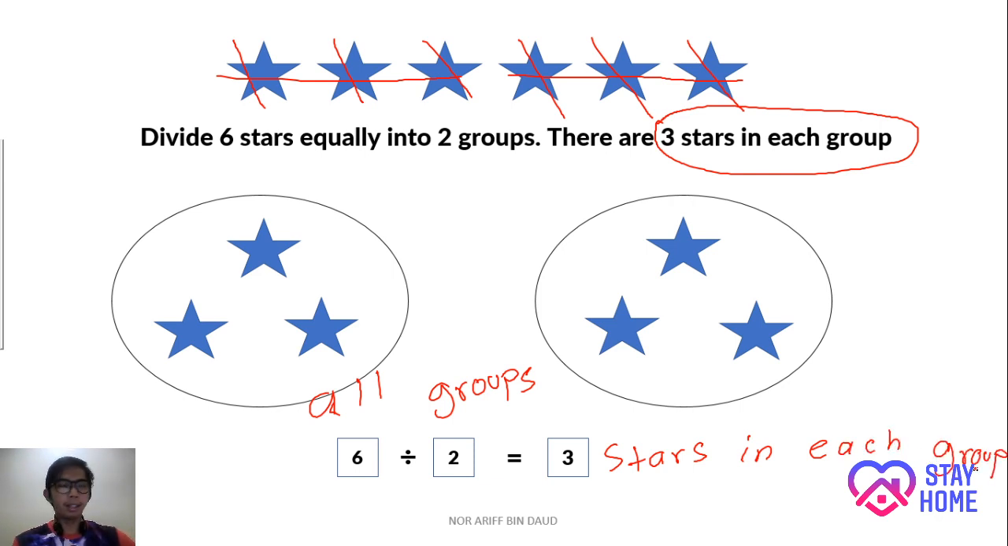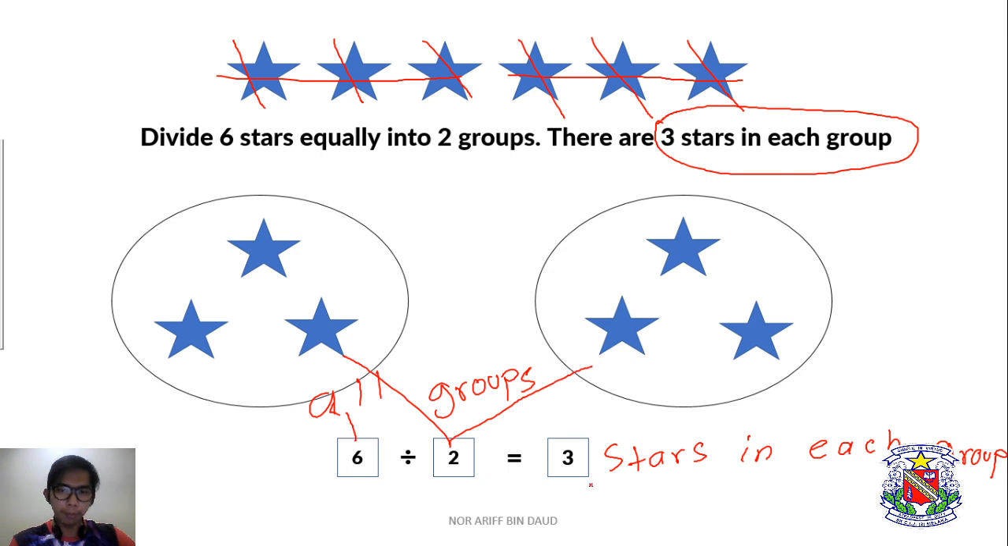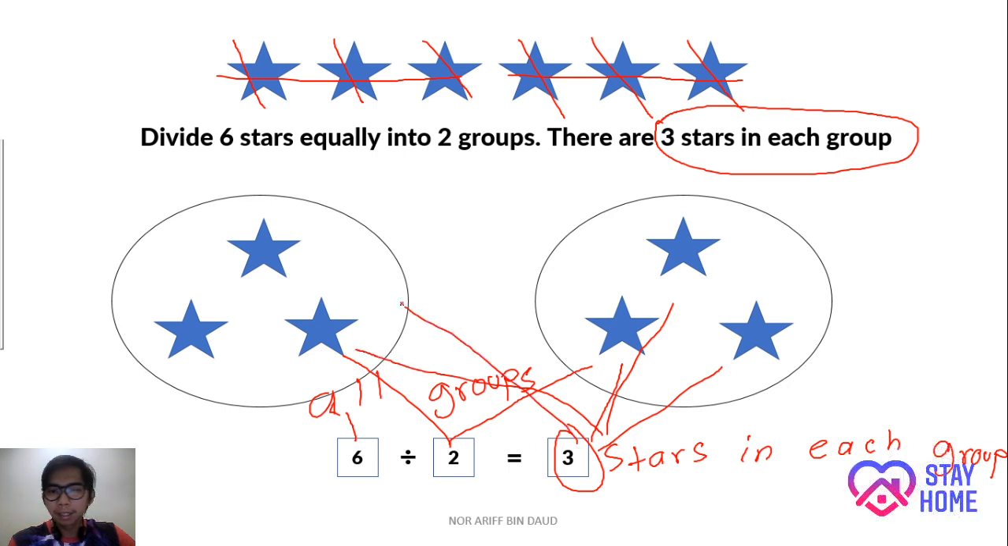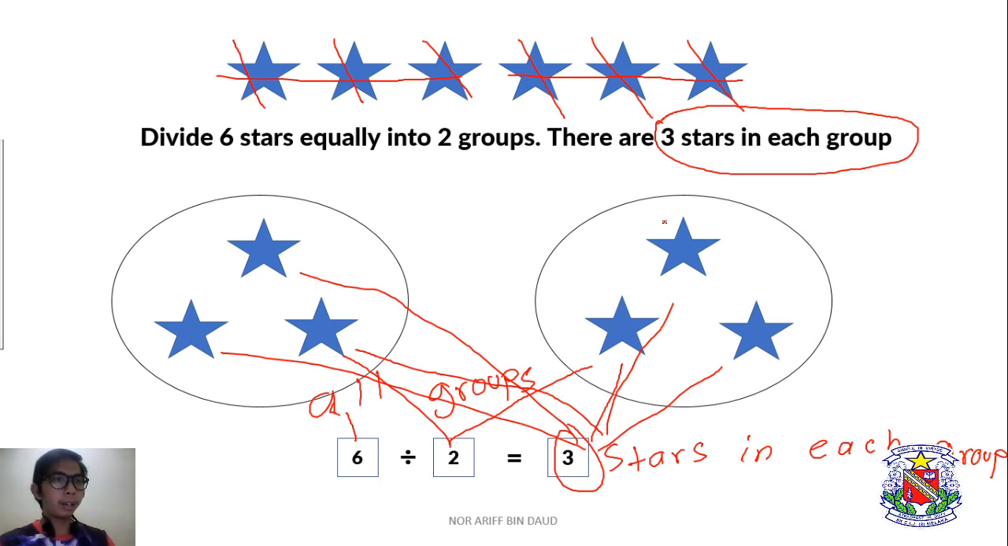Very easy. 6 for all the stars, 2 for 2 groups, 3 stands for 3 stars in each group. It's very easy to understand. Okay, we're going up to the next slide.